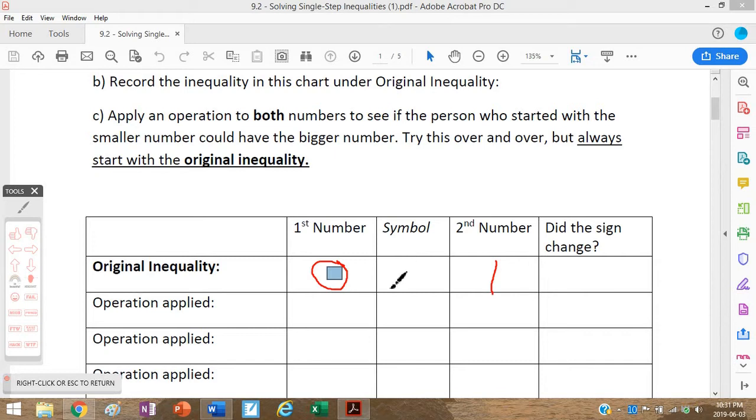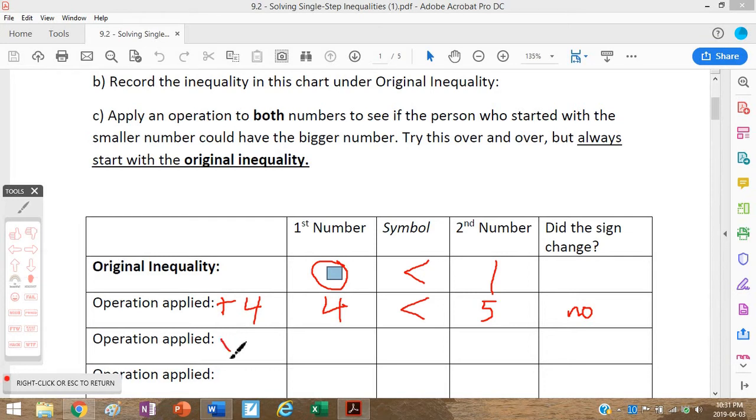And we're going to say, what's this going to be? Well, 0 is less than 1, so less than 1. Lovely. Now, operation applied. Let's add 4 to both sides. 0 plus 4 is 4, and 1 plus 4 is 5. The symbol stays the same because 4 is still less than 5. Did the sign change? No.